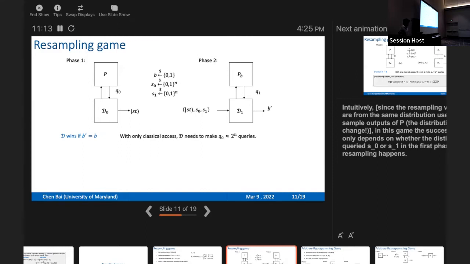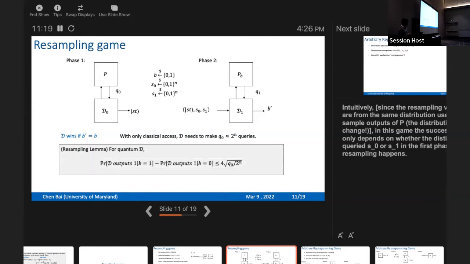So right, with only classical size, it needs to make 2 to the n queries in the first phase. And our resampling lemma shows for any quantum adversary distinguisher D, the distinguisher needs to make at least root 2 to the n queries. So there is at most a quadratic speed up.